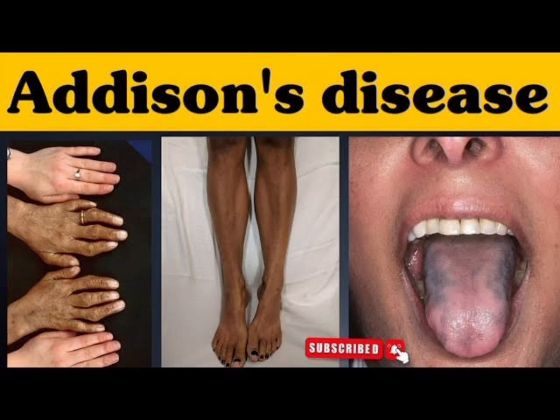So this is all about Addison's disease management and the features. Look for pigmentation, oral pigmentations, any trauma or surgery, sudden stoppage of steroids, and an autoimmune cause can be present. So this is all about Addison's disease.